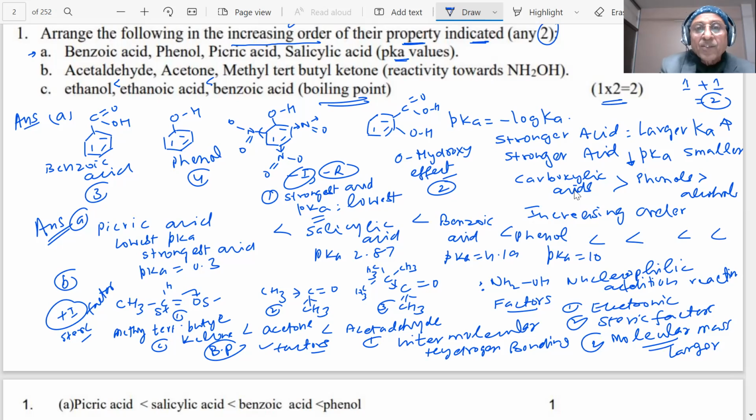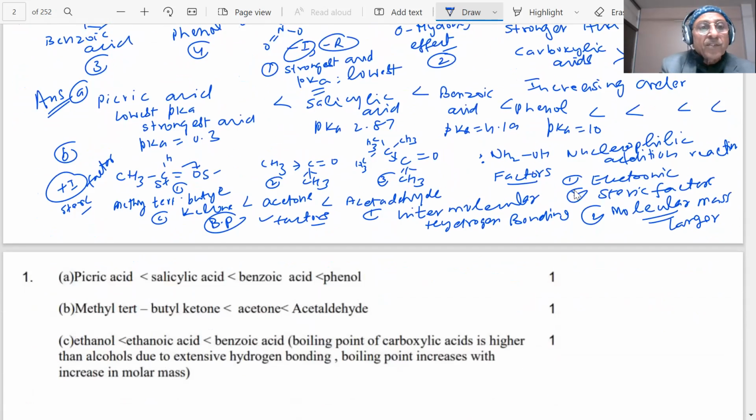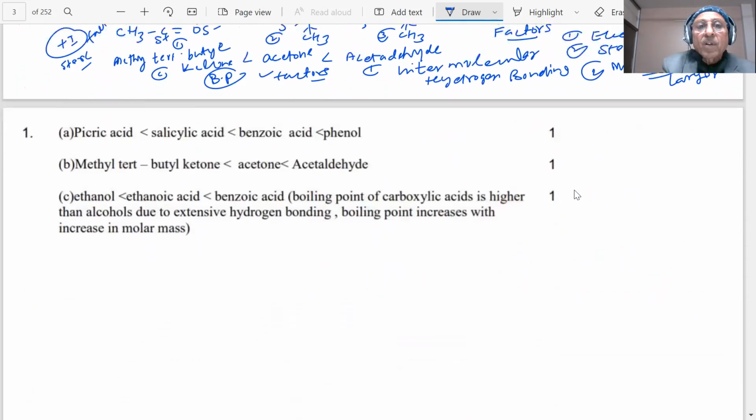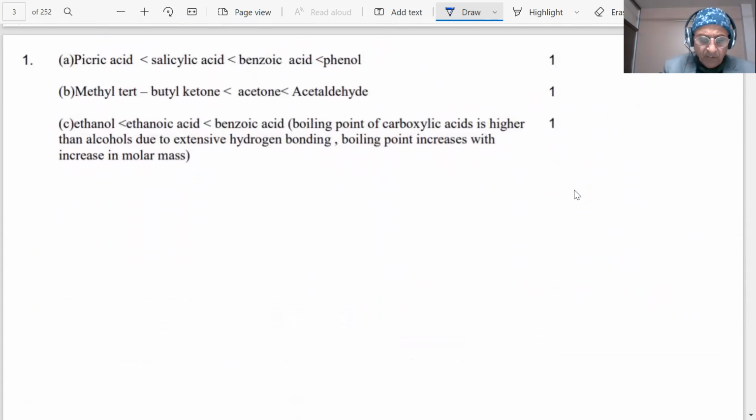Let us see the answer given by the CBSE marking scheme. So students, the answer which is given by the CBSE is here. This is the marking scheme. Let us see the marking scheme which is given by the CBSE. First answer, picric acid, pKa. pKa is least because it is the strongest acid. So the pKa is increased. What is happening? pKa increasing order.